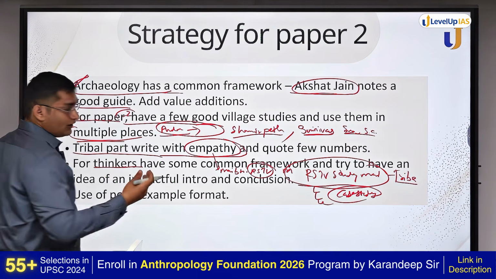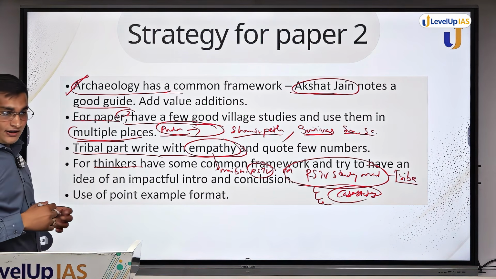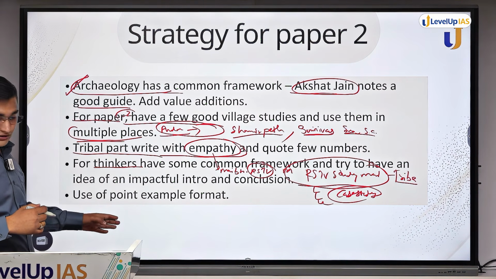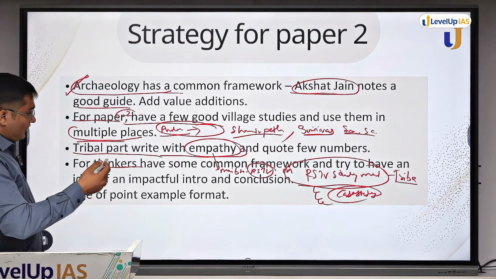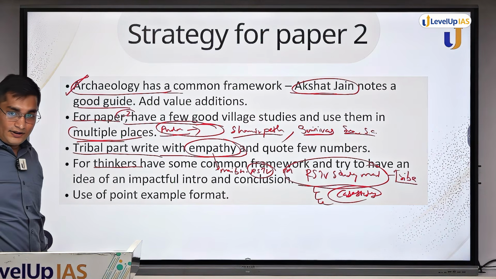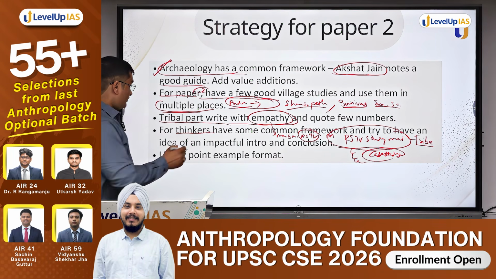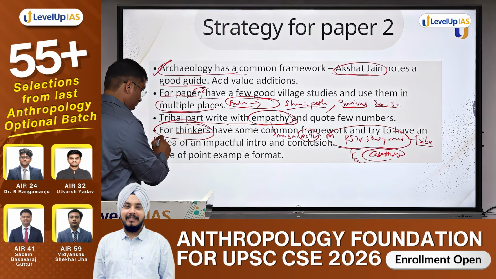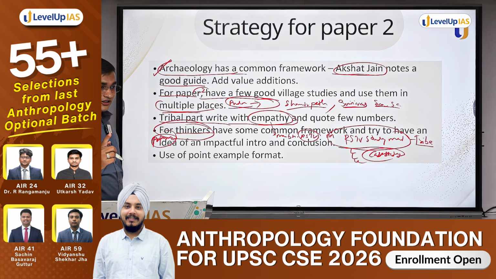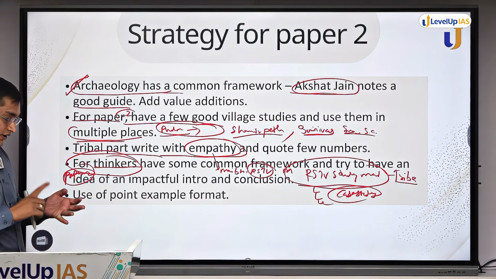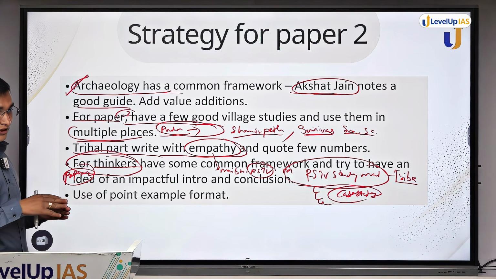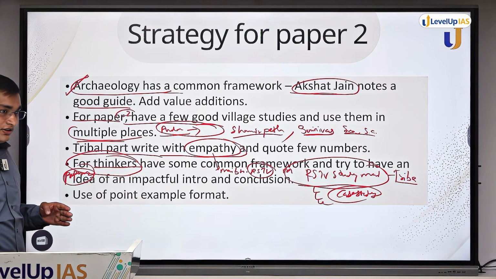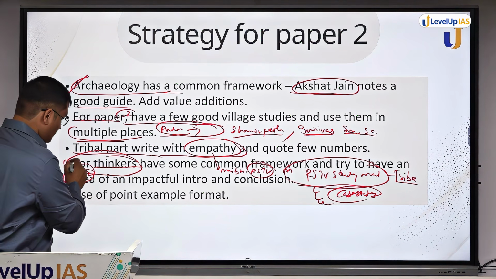For thinkers, in paper 2 have a common framework, which I also have in my answers. I will display here how I utilized a common framework in many places, and you can build on it. Do this at the end of paper 2, because then you will have a fair idea about a scholar's work in the tribal part, in the archaeology part, and in the social part, so that you will be able to give a multi-dimensional answer. So do this at the end of the syllabus.